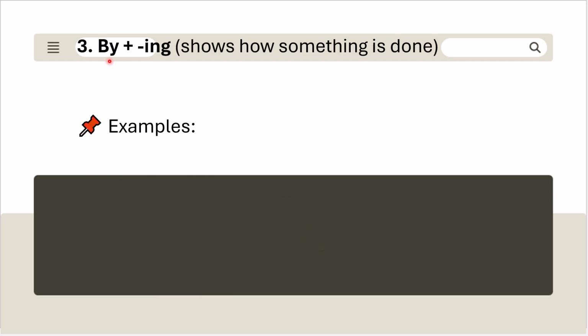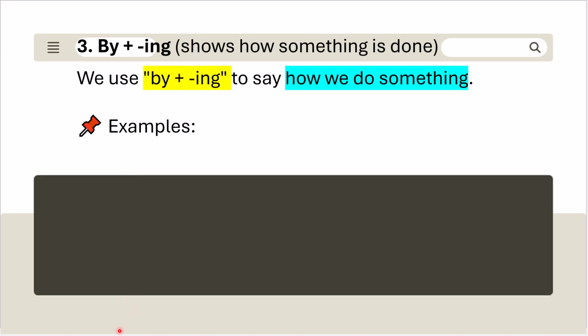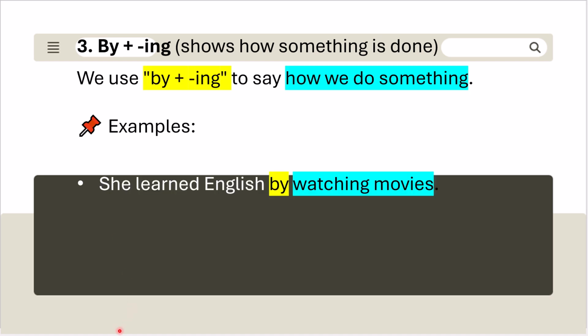How we can use the word by. This is actually a preposition, and we can use it by adding ing. What is the meaning of it? It shows how something is done. When you do something by something, it shows how you are doing it or how something is done. Example, she learned English by watching movies. How did she learn English? By watching movies. So here it is showing how something has been done.